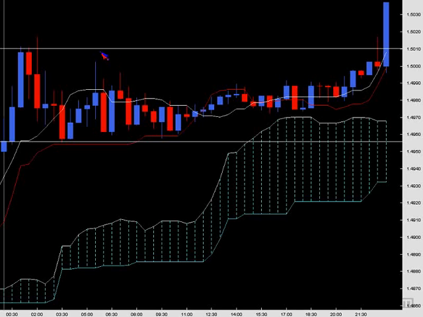What happens is that for a pair to break out of that range, the next time it tests that high, the order flow is in such a state that it's no longer, hey, 500 million short and 500 million long over here.